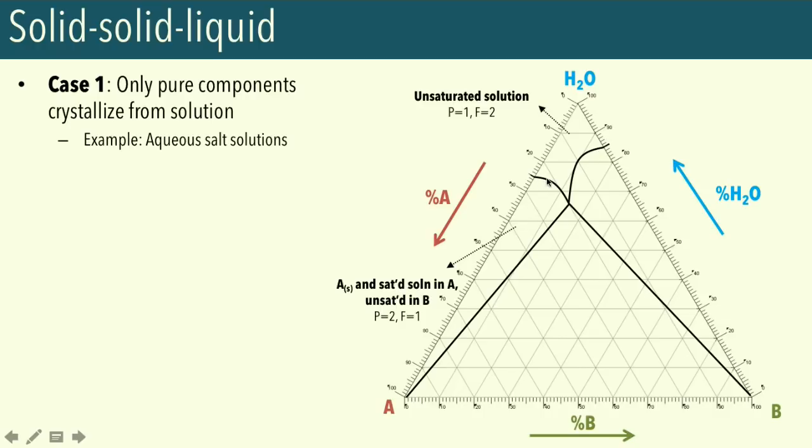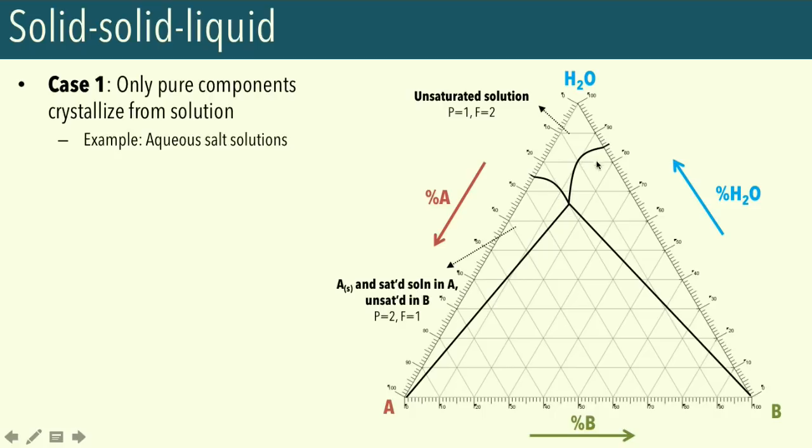Note that along this barrier here, this line over here, the solubility line of A, this is when we start to see the saturated solution of A forming. We now have an equilibrium between solid A and the saturated solution of A.